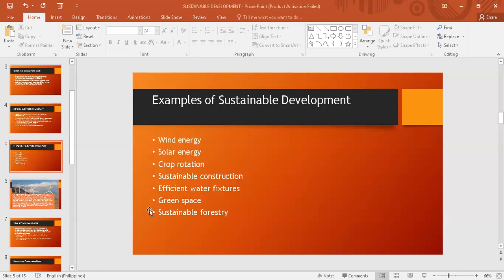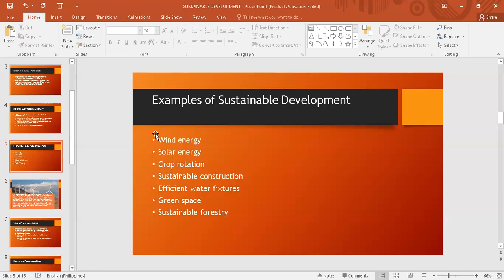Okay? Next is efficient water fixtures. Ano naman po ang meron sa efficient water fixtures? So dito, yung mga dams natin, yung mga, what do you call this? Waterways, ayan. Kung paano nila or paano yung mga water fixtures na may mga dams na yan. Before kasi, ang dam ay nagbibigay ng energy sa atin, the water energy, no? Hydroelectric power plant yan.